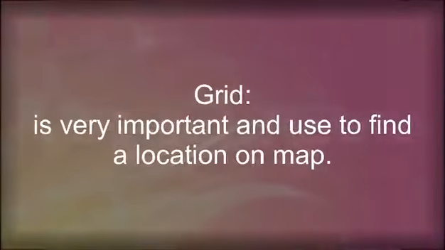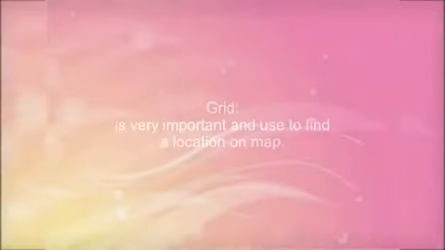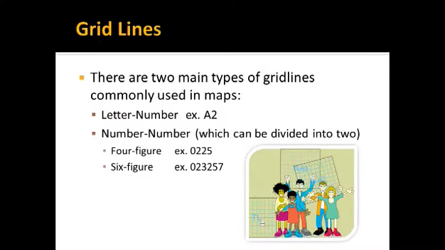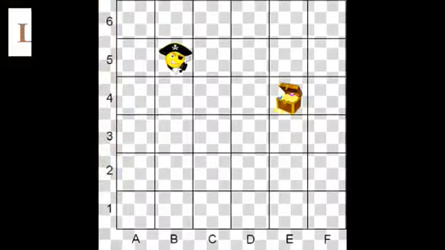Fourth element of map is grid. Not all maps use a grid, but it really helps in finding location. Grids are common in an atlas and road maps. A grid represents a series of horizontal and vertical lines running across the map, and it helps the map reader find a particular location by following the numbers and the letters in the grid.